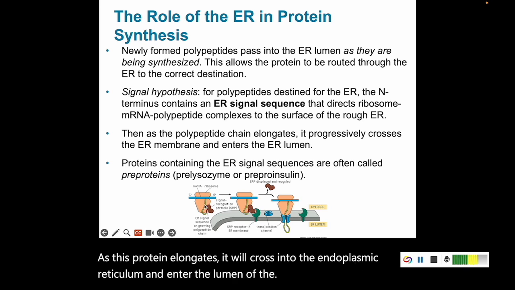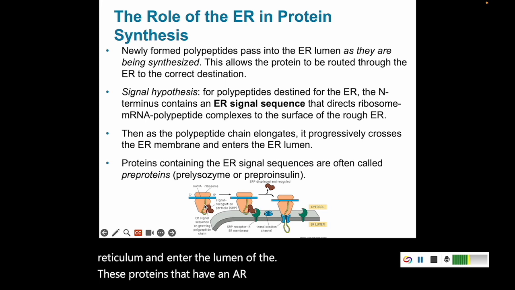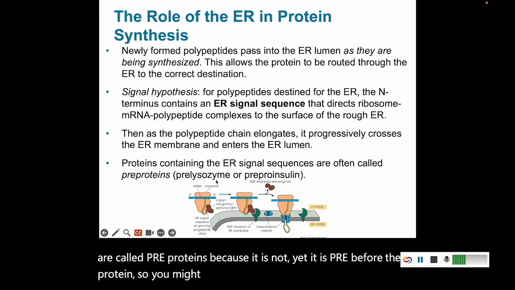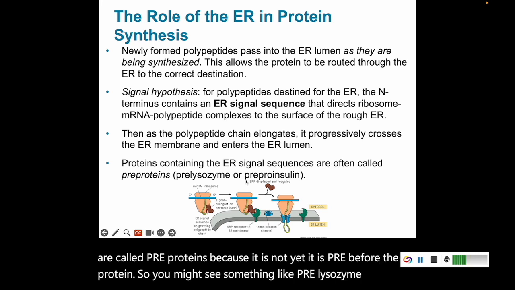These proteins that have an ER signal sequence sometimes are called pre-proteins because it is not yet the protein, it is pre, before the protein. So you might see something like pre-lysozyme or pre-proinsulin.